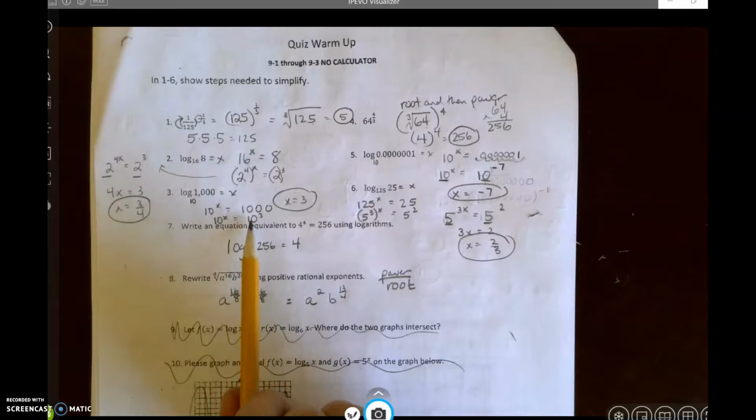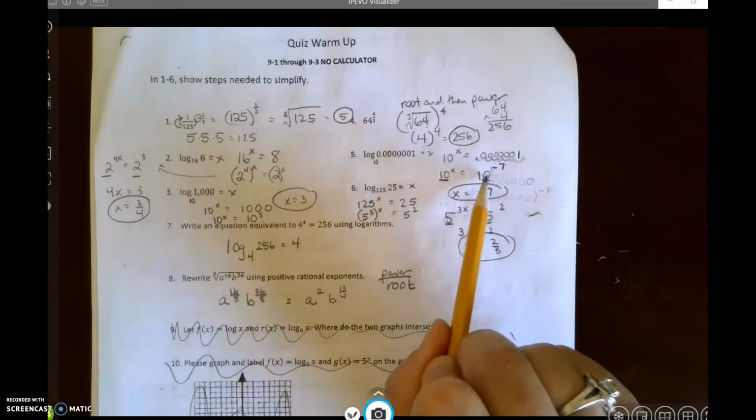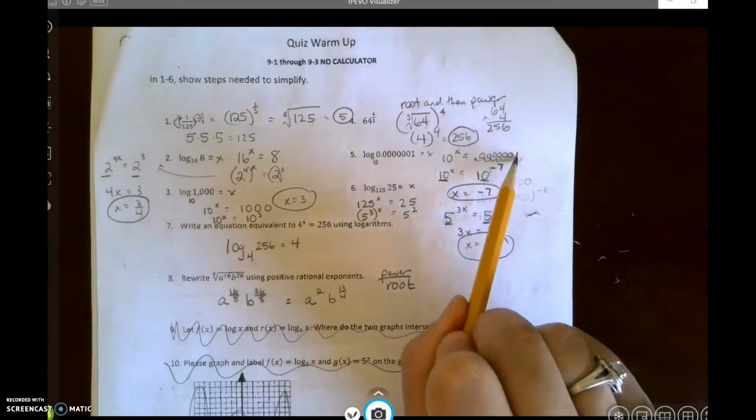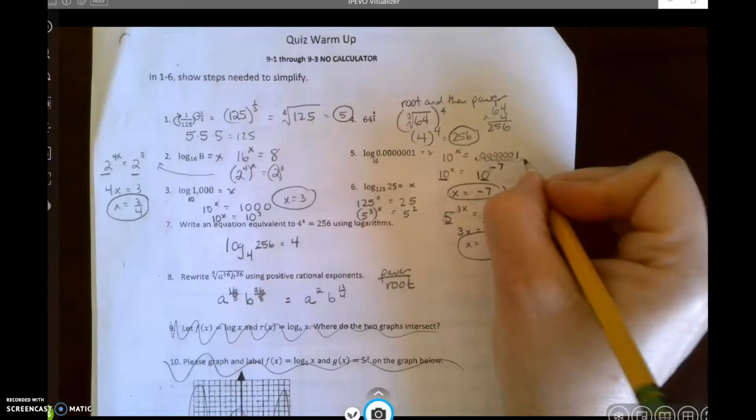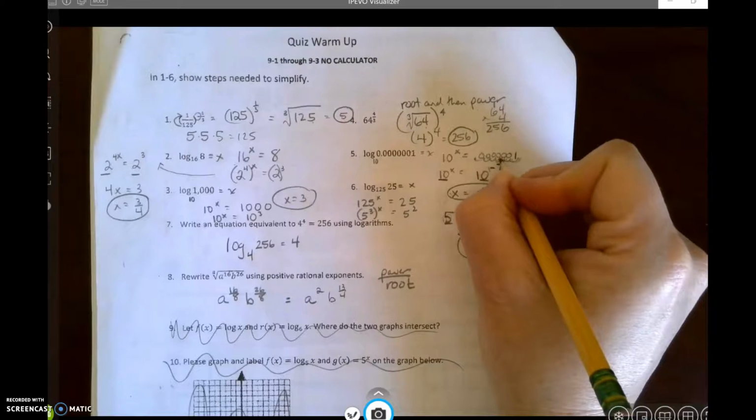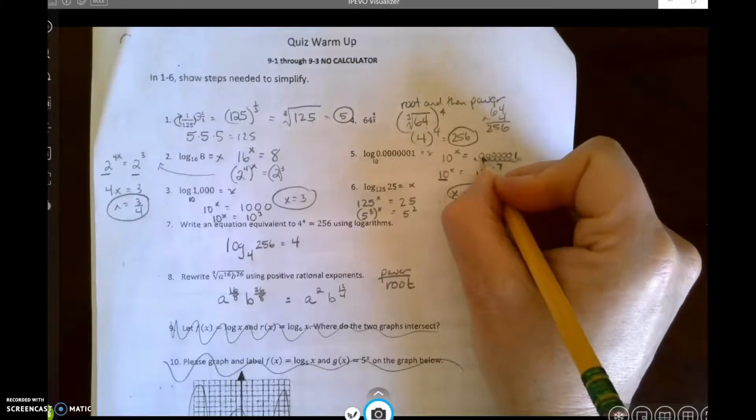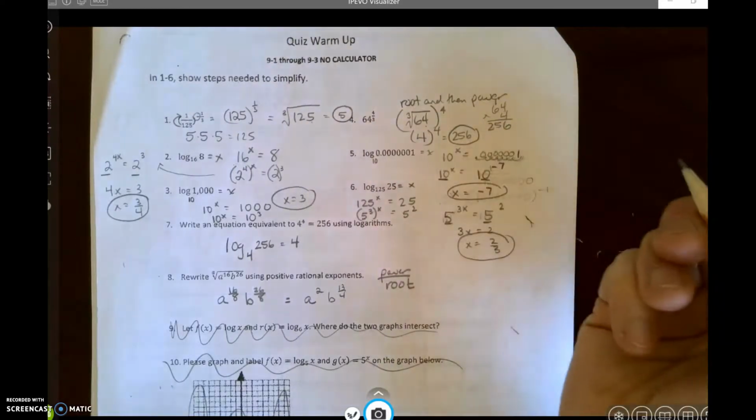I still don't feel like I explained number 5 very well. Trying to think of the best way to differentiate between number 5 and number 3. 10 to the 3rd is a 1 with 3 zeros. 10 to the -7th is a 1, and you move back from the 1 7 decimal places. So 1, 2, 3, 4, 5, 6, 7. So that's 10 to the -7th.